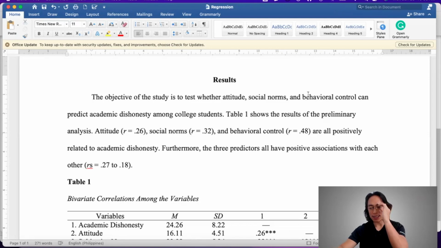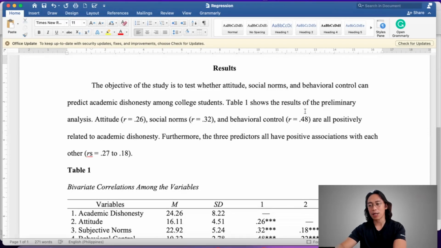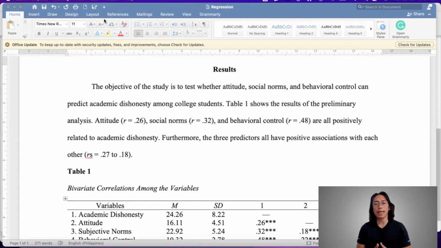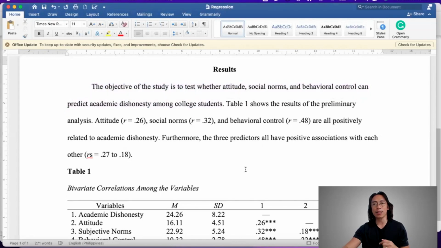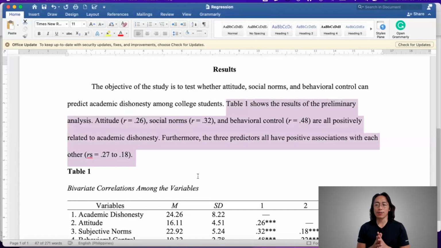Okay, so this is a simple results section for our output. Normally I begin the results by reminding the readers what the objective of the study is. So I said here, the objective of the study is to test whether attitude, social norms, and behavioral control can predict academic dishonesty among college students. Second, before reporting the results of the linear multiple regression, we first report the preliminary analysis. So this is the section. Table 1 shows the results of the preliminary analysis.